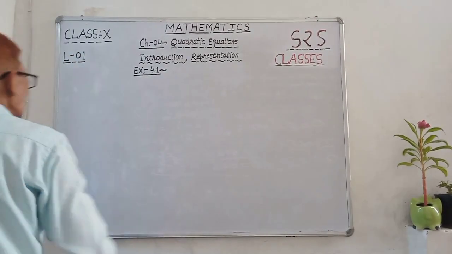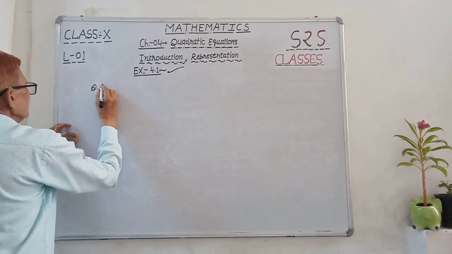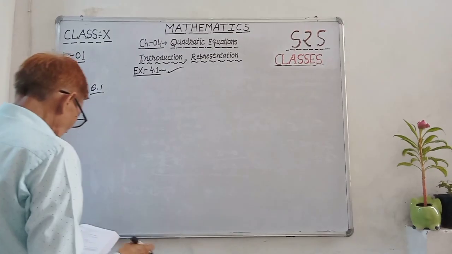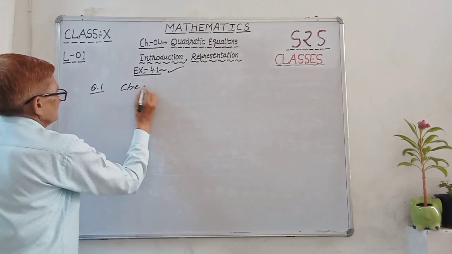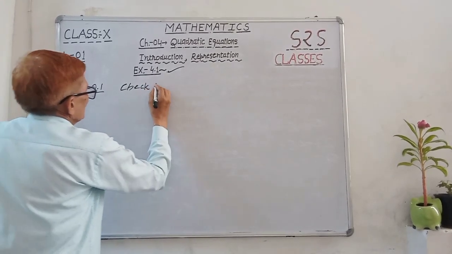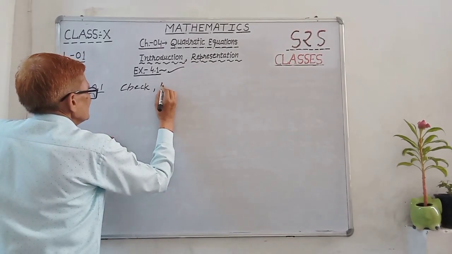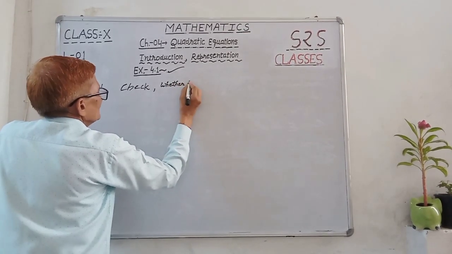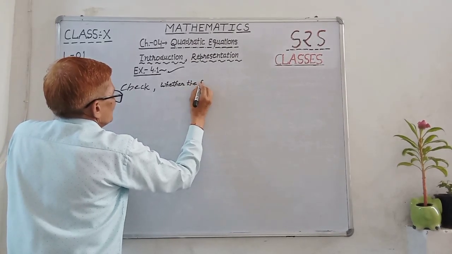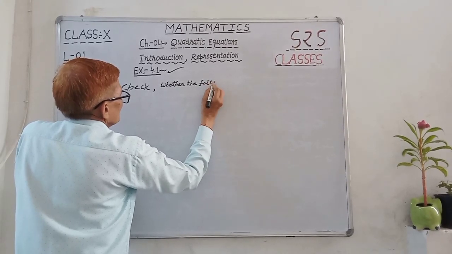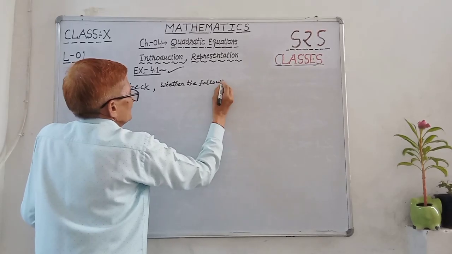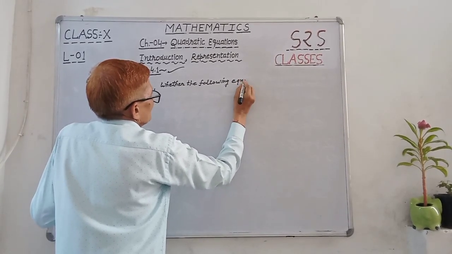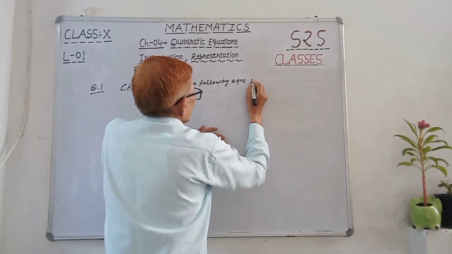Now we may do exercise 4.1, question 1. What is saying in question 1? Question 1. Check whether the following equations are quadratic equations.